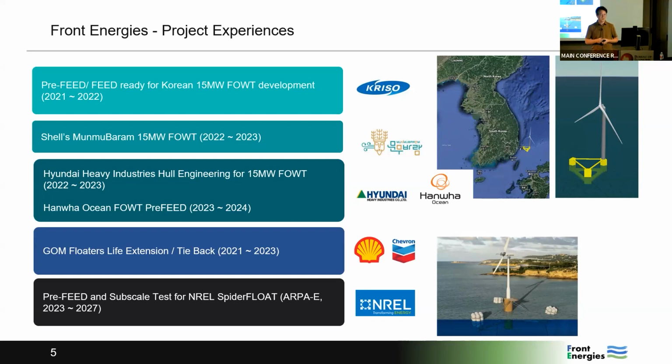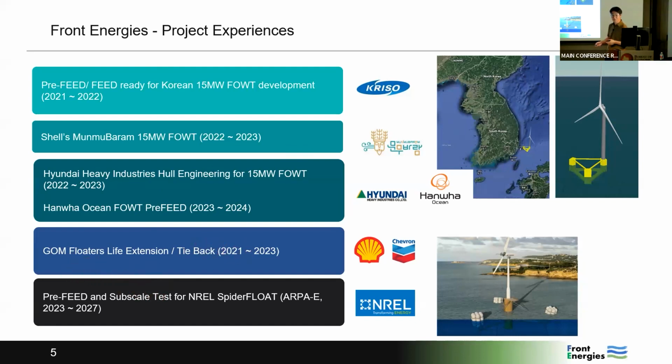And now, some of you know that the Daewoo Shipbuilding company merged into Hanwha Ocean. They changed the name from DSME to Hanwha Ocean. So now the Hanwha Ocean team wants to develop their own floaters for floating offshore structures. They contacted us, and we start the free FEED study this year, or more exactly next year. Next Monday, we have a kickoff meeting and start to develop this hull concept, and it will last until the end of next year. And this is all the renewable floaters development.